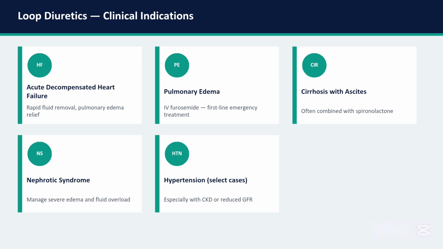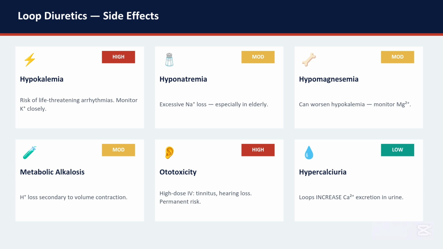Now, what about side effects? Because loop diuretics flush out electrolytes along with fluid, the biggest concern is hypokalemia, which is low potassium. This is dangerous because it can trigger life-threatening arrhythmias. We also watch for hyponatremia, hypomagnesemia, and metabolic alkalosis. Another important side effect is ototoxicity, especially at high doses or with IV administration. Patients can develop tinnitus or even permanent hearing loss. Always monitor renal function and electrolytes closely.